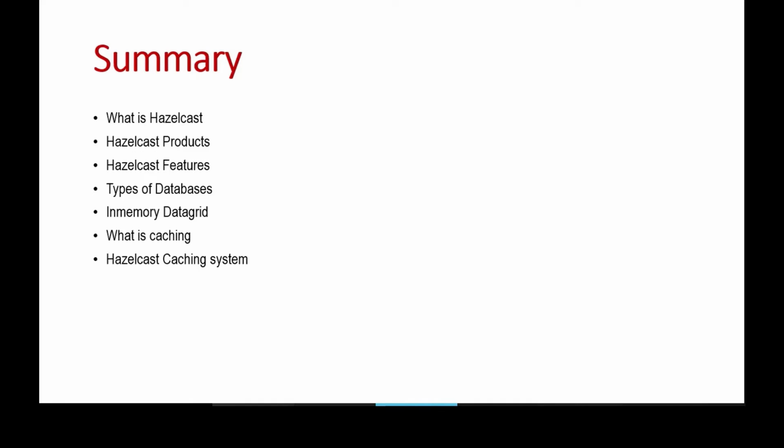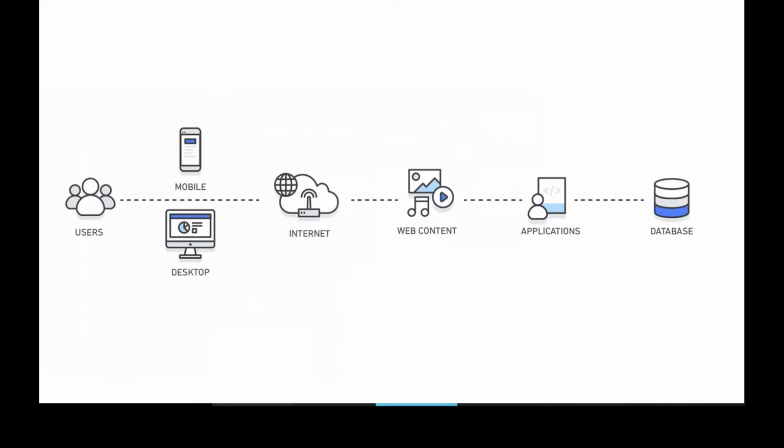what Hazelcast is. Not in depth, we just understood Hazelcast as a company. It offers three important products as of now. In that, IMDG is very, very important. We also understood the various kinds of databases, and what an in-memory data grid is. And we also understood the importance of caching and how this caching system is provided by Hazelcast by using a component called Hazelcast in-memory data grid.